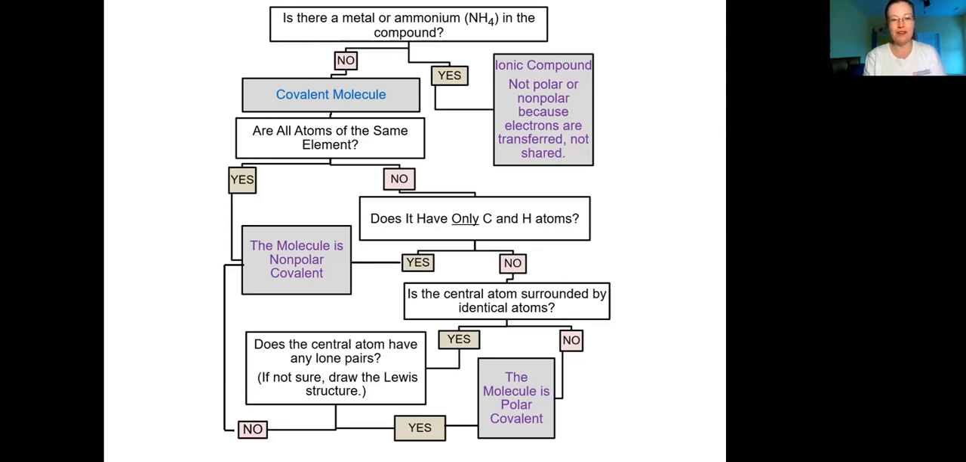Now I could do something where, let's say I had benzene, C6H6, just carbons and hydrogens. I start at the top. There's no metal, there's no ammonium in it. So it's a covalent molecule. Are all the atoms of the same element? No, there's 6 carbons and 6 hydrogens, 2 capital letters. Oh, does it have only carbon and hydrogen? Why, yes, yes, it does. There's no oxygen, nitrogen, there's no halogen. So C6H6 is a nonpolar covalent molecule.